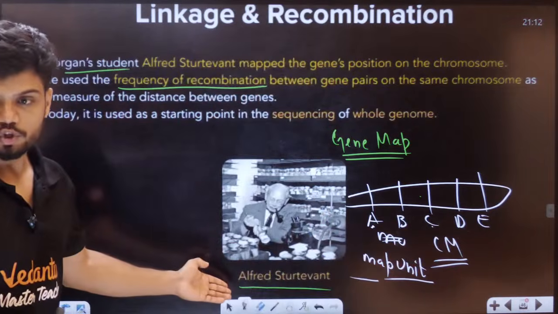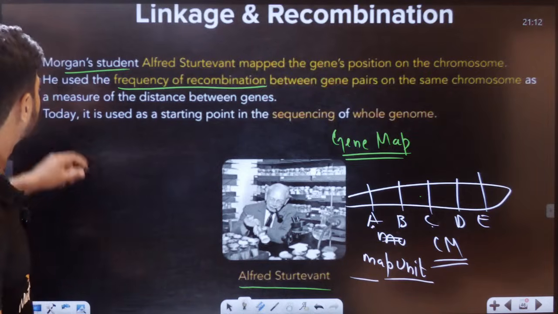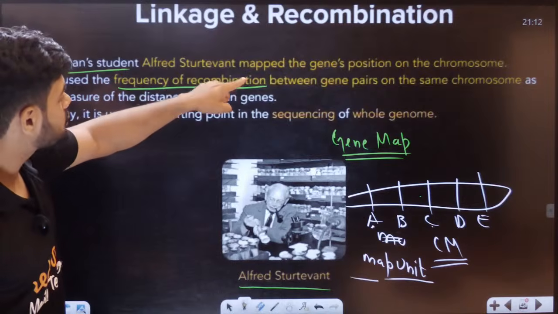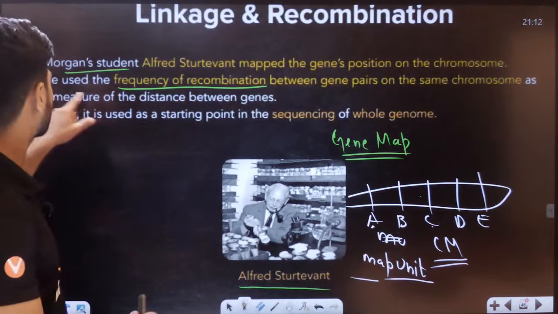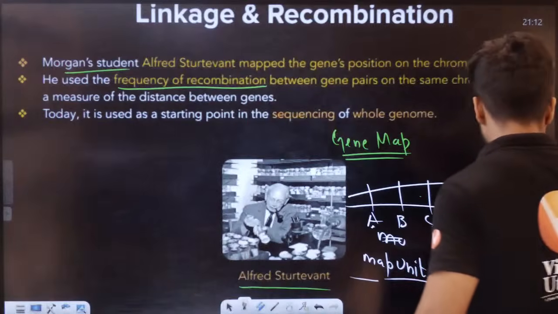That was done by Alfred Sturtevant. He used the frequency of recombination between gene pairs on the same chromosome as a measure of distance between the genes. That is called your map unit or centimorgan, students.